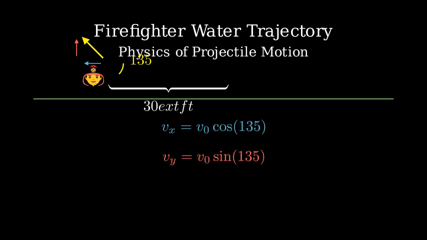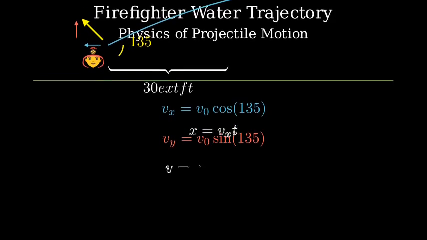The horizontal component is V0 times cosine of 135 degrees. The vertical component is V0 times sine of 135 degrees. The water follows a parabolic path due to the combination of its initial velocity and the constant downward acceleration of gravity. This path is described by two equations.